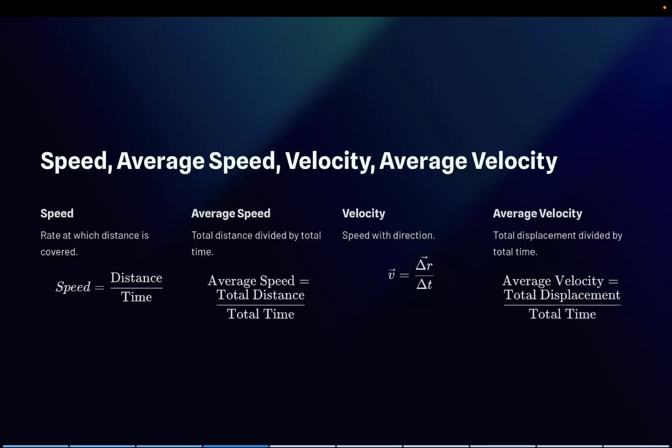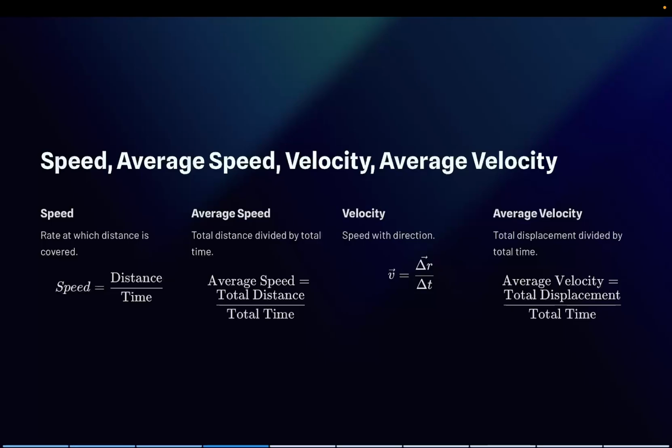Let's say I traveled two places. One took me 2 kilometers, the other took me 5 kilometers. I add them both up for the total distance. And let's say the first one took me 2 minutes and the other one took me 3 minutes. I add them up in the total time section. And that's how I get my average speed.